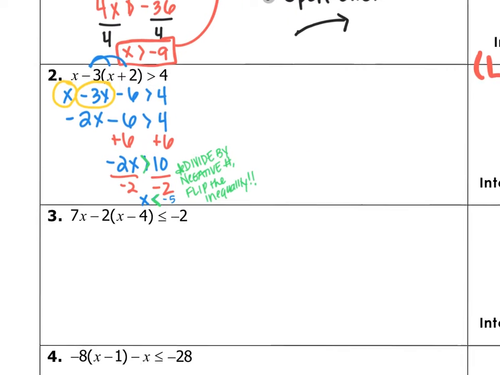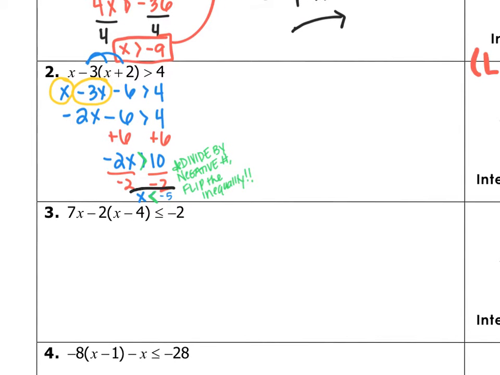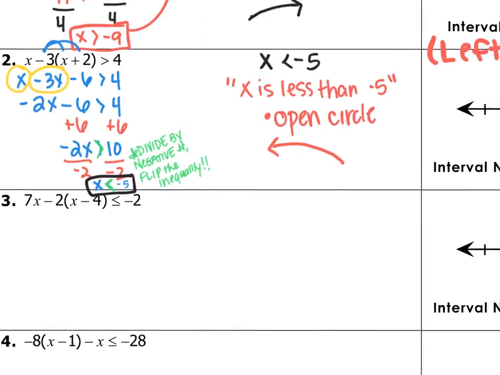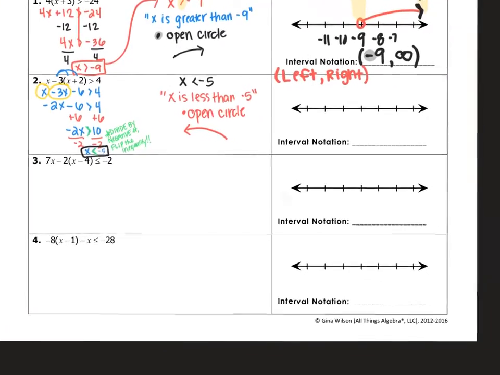So I'm going to go back here and take my answer and write it up top so we can write some notes. So x is less than negative 5. And because this is a less than symbol, we are again going to use an open circle. But this time, less than is going to point to the left. So let's look at our graph.